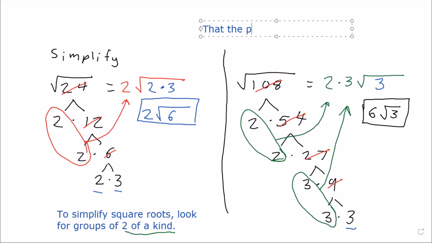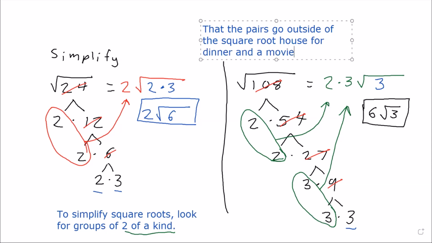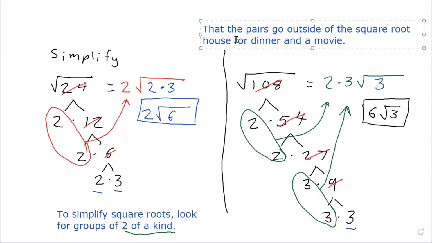One way that might help you remember how to do this is that the pairs go outside of the square root house for dinner and a movie. This is not mathematical, but it might actually help you remember it. So if you think of this square root symbol as a house, with a little bit of imagination, there's your square root house. The pairs go outside of the square root house for dinner and a movie.